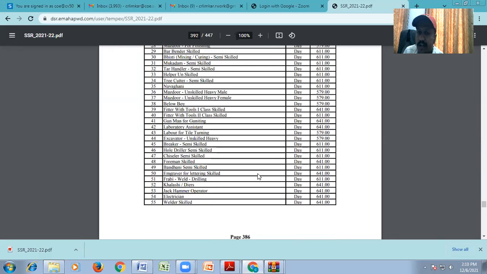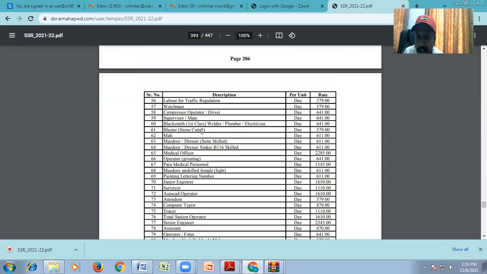I think for junior engineer also they have mentioned per day. Yes, junior engineer, serial number 70. This is your first designation, na, when you are going to work on the site. See, this is per day, 1610 rupees. But it is not like that. You will get less than this because you are inexperienced. If you are experienced, then definitely you will get more than this.